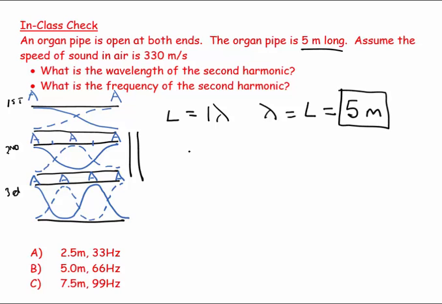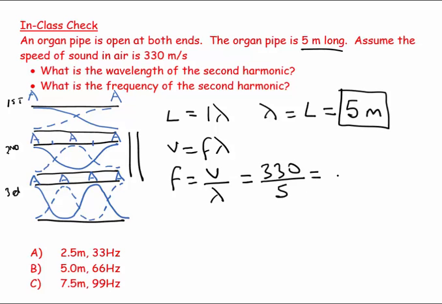And then for my second bit, again, I'm going to say v is equal to f lambda. So f is equal to v over lambda. So f is equal to v, and v in this case is 330, over lambda, and I just worked out that lambda was 5. So that would equal 66 Hertz. So here we have it. We have 5 meters and 66 Hertz, so my two answers.